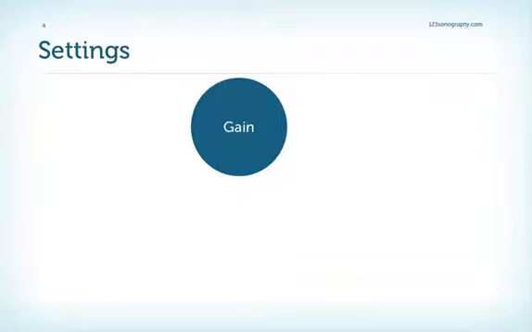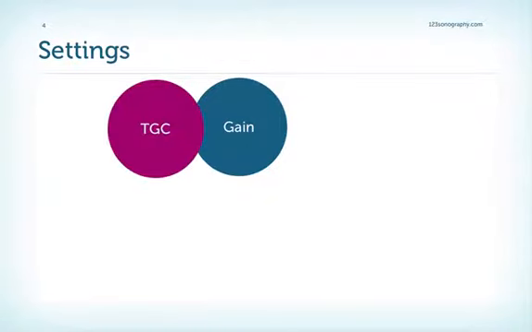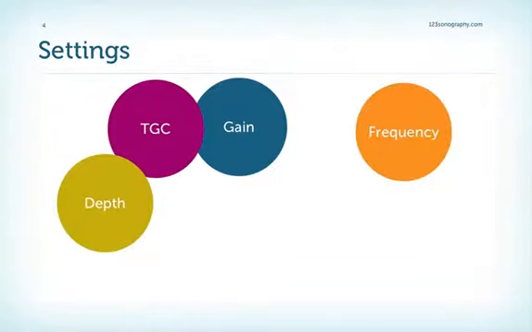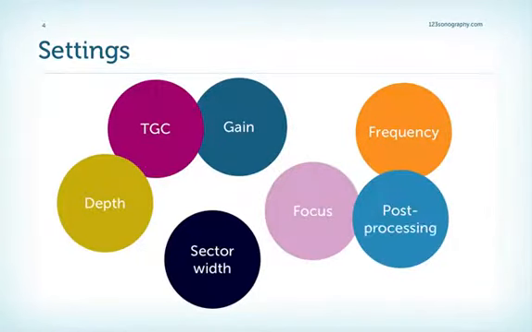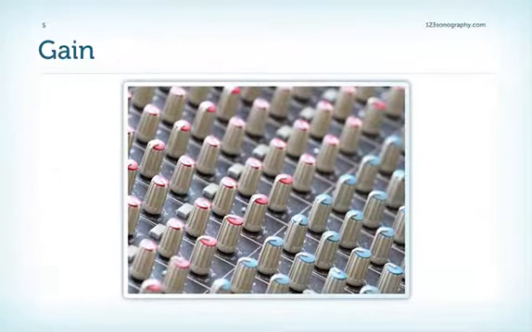Okay, but let's now talk about the main settings that you should consider when you perform echocardiography: the gain, the time gain compensation, the depth, the frequency, the sector width, the focus, and finally post-processing. Let's start with the gain.